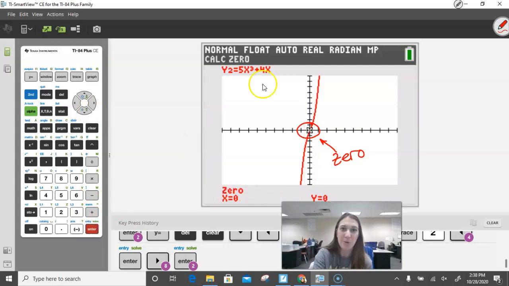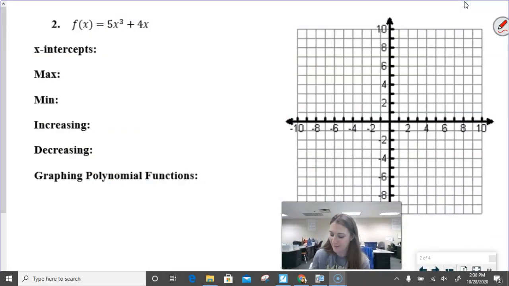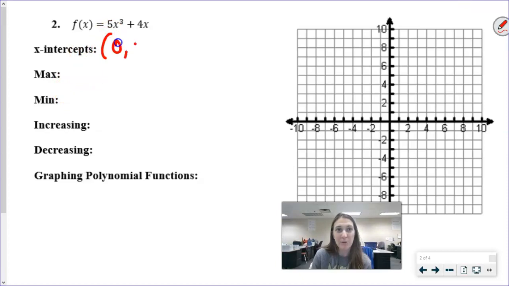And what do you know? There is totally a 0 at 0. So our x-intercept is at 0, 0. So again, writing a little note to self, everything's in the calc menu, so I'm just going to say number 2, the 0 finder.